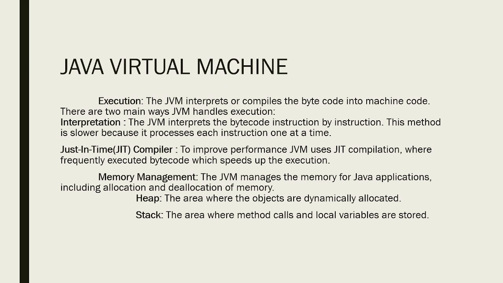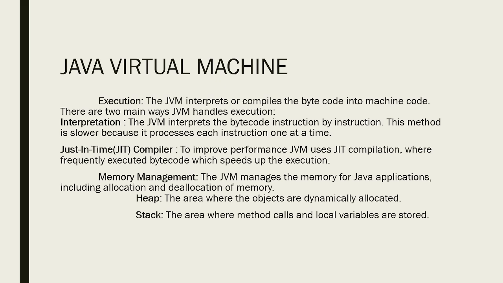To improve the performance of the JVM, we use JIT, where code that is executed frequently is compiled to speed up the execution. Then the execution part consists of these two only. Then memory management. This is the main area where, in our Java application, the JVM manages the memory that needs to be allotted and de-allotted. Here there are heap, stack, garbage collection, and so on.